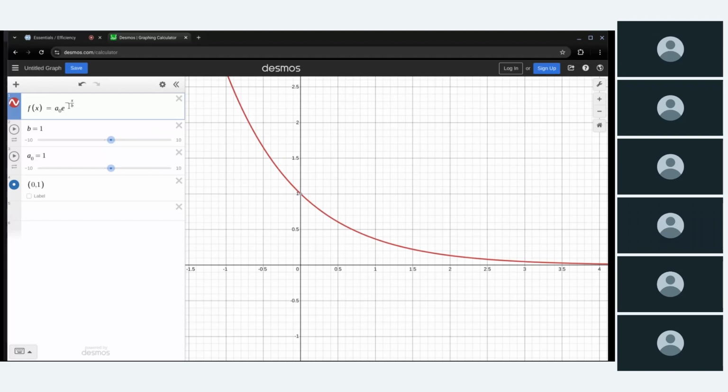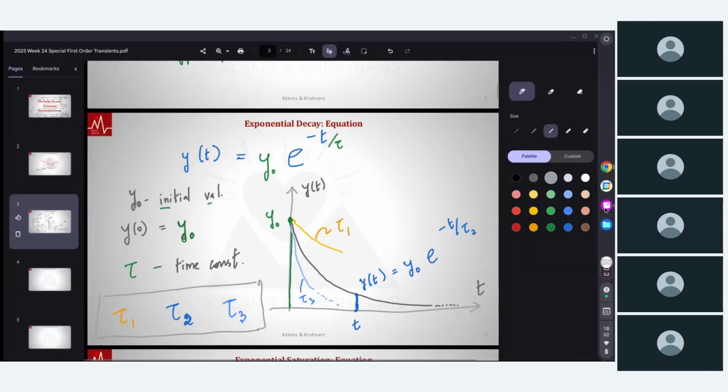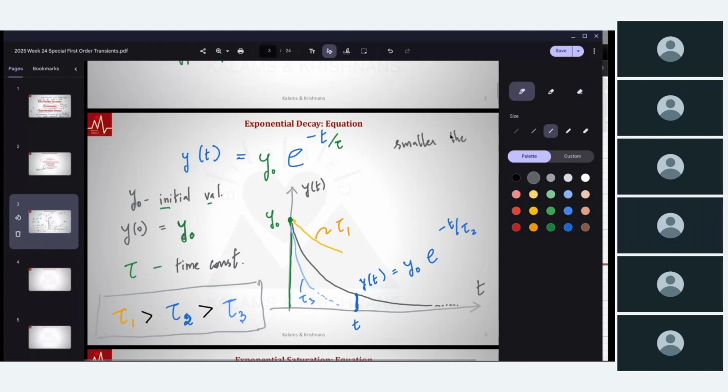In the figure that I shared, notice tau 1 should be really large, decay is very slow, 1 by that is very small. So right now tau 1 is greater than tau 2, greater than tau 3. Tau 3 is the smallest, 1 over tau 3 is the largest, it decays the fastest. Let's also put that in words. Smaller the tau, larger is 1 over tau. So faster the decay.